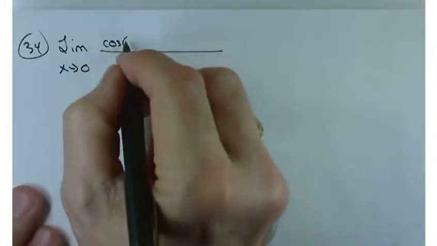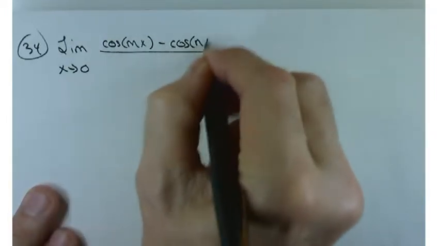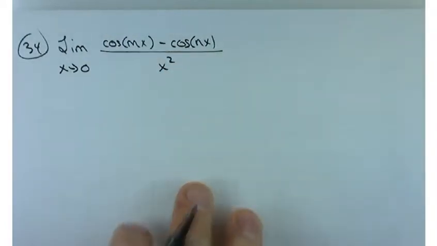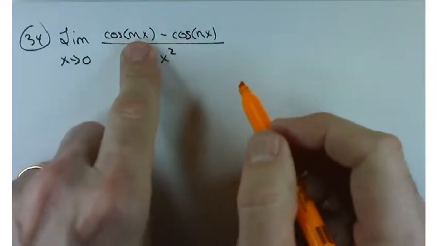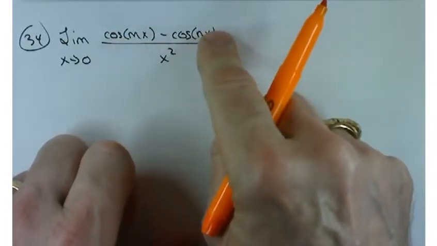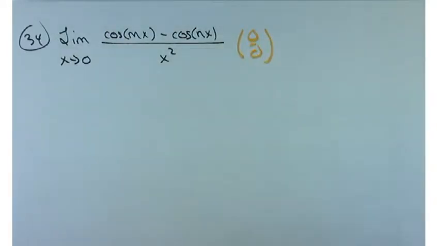Cosine of mx minus cosine of nx over x squared. Yeah, this is another 0 over 0 case, right? Because what's the cosine of 0? So I'll get 1 minus 1 in the numerator, which is 0. So it's a 0 over 0 case. I'm not thinking that one's going to factor very easily, so there's no algebra tricks here other than L'Hopital's rule. So see what you get when you apply L'Hopital's rule.